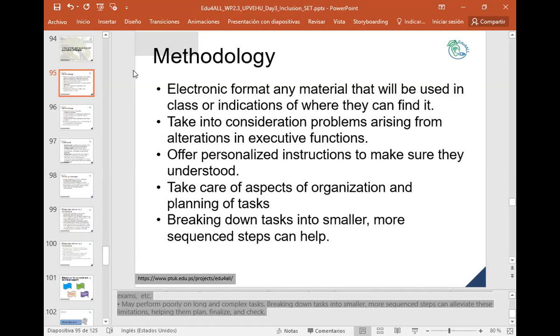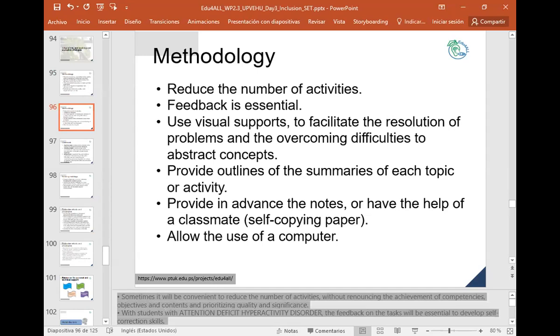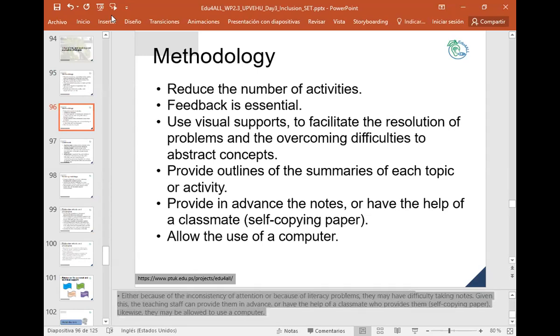Take care of aspects of organization and planning of tasks, emphasizing the deadlines of work, presentations, exams, etc. They may perform poorly on long and complex tasks. Breaking down tasks into smaller, more sequenced steps can alleviate these limitations, helping them plan, finalize, and check. Sometimes it will be convenient to reduce the number of activities, without renouncing the achievement of competencies, objectives, and contents, and prioritizing quality and significance.